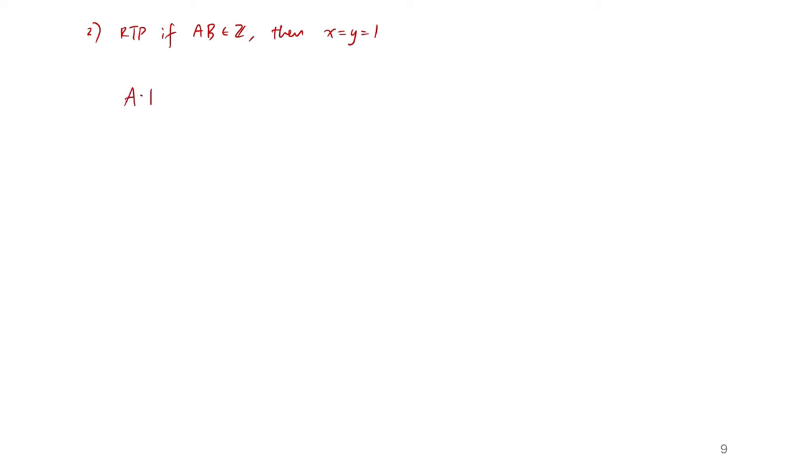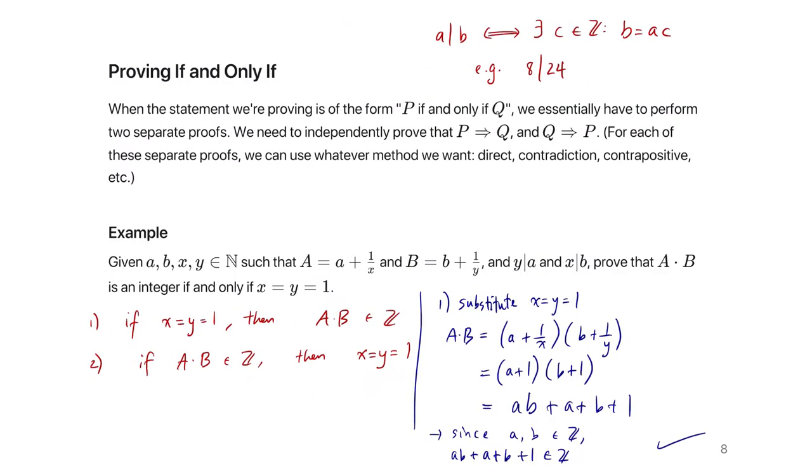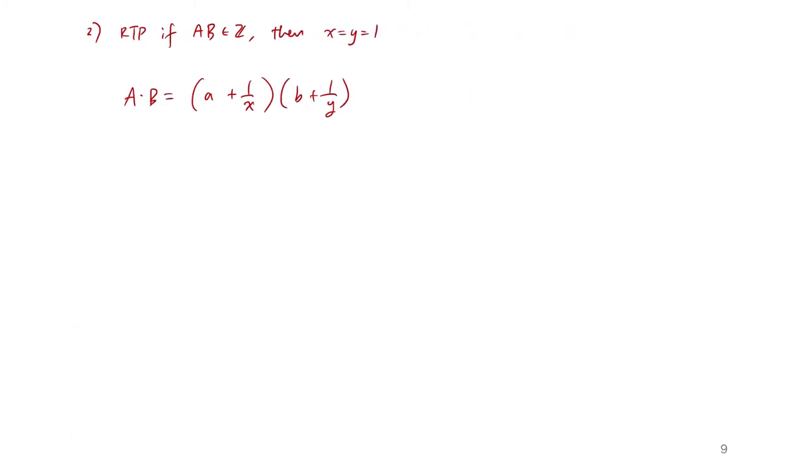Well, what's the product? Again, that's just A plus 1 over X, B plus 1 over Y, I believe. Yep. Okay, let's expand it out. We have AB plus A over Y plus B over X plus 1 over XY. Is that clear? Okay, and now what can we simplify, based off of what we're told in the question? What's some important information that we're given in the question? Good, we're told that Y divides A and X divides B.